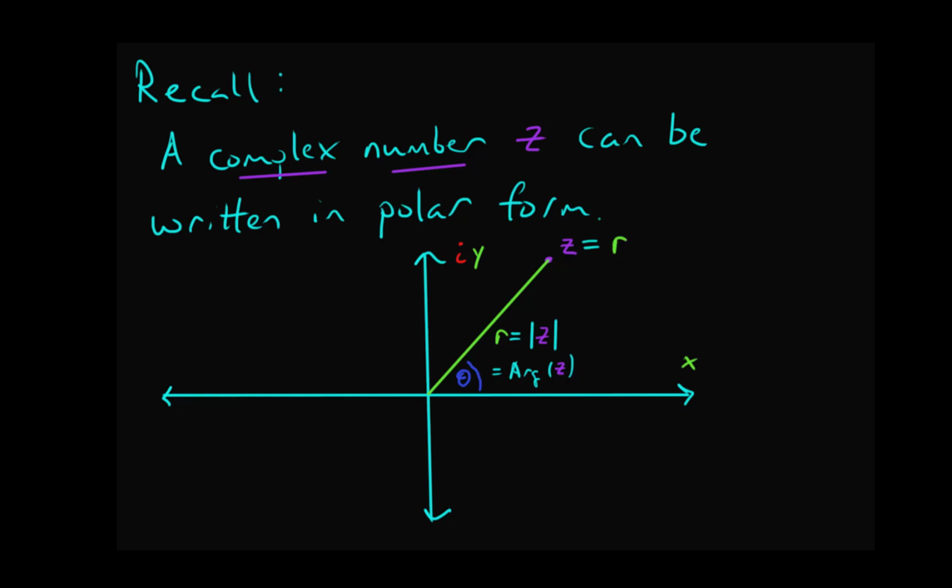So we can write z in polar form. z will equal r times e to the i theta. And this equals, by Euler's identity, r times the cosine of theta plus i times r times the sine of theta. So here what we're saying is that the horizontal component of z, if you want to think of z as a vector, is r cosine theta, and the vertical component of z is r sine theta.